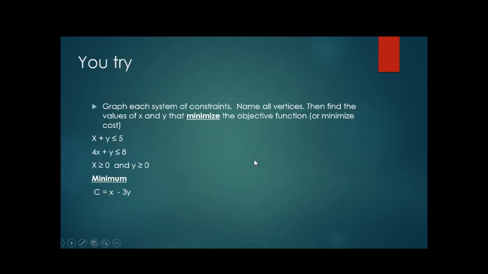Okay, so you try. Graph these systems of constraints and name all the vertices. The values of x and y that minimize the objective function are the ones that give you the least cost. So you also have a cost equation. Sometimes you have a profit equation; this one you have a cost equation. So here are your constraints. Graph them, find the vertices, and then plug into each one. And tell me which vertex minimizes your cost.